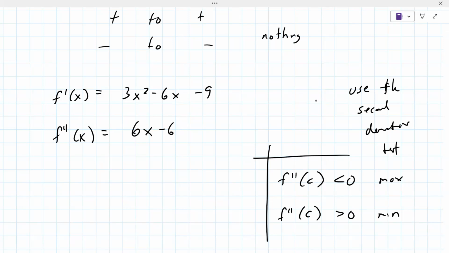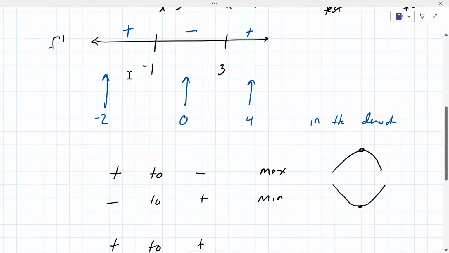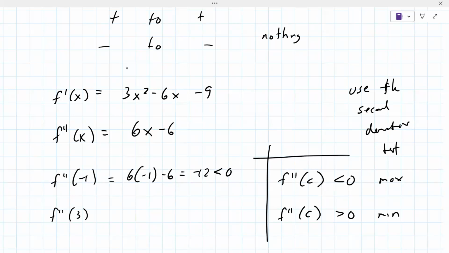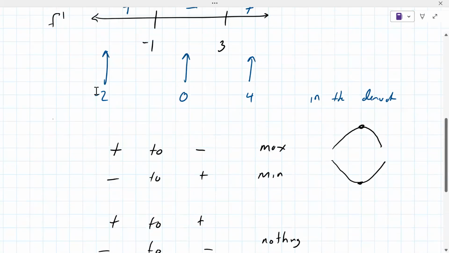Okay. So you had two critical points, one at 3 and one at negative 3... I mean, 1 and negative 3. So we have to evaluate both of them in the second derivative. 6 times negative 1 minus 6 is negative 12, but you only care that it's less than 0. That is a max. Is that what we said earlier? Did we say that minus 1 was a max?